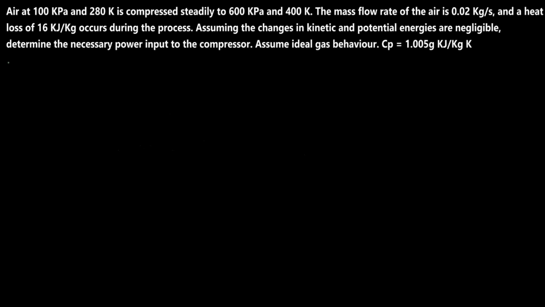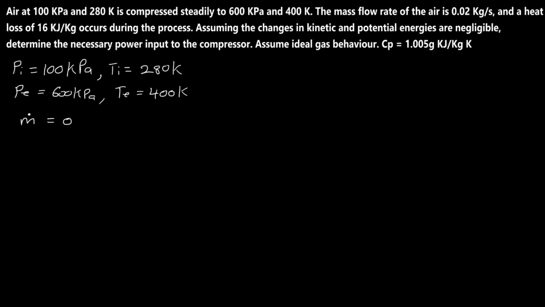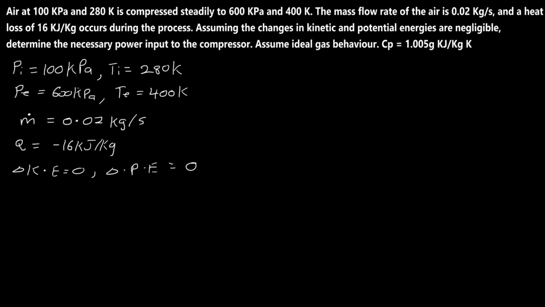So our inlet conditions: the pressure at the inlet is 100 kilopascals, temperature at the inlet is 280 Kelvin. For our exit conditions, exit pressure is 600 kilopascals and exit temperature is 400 Kelvin. The mass flow rate is given as 0.02 kg per second. And we'll write our heat flow as minus 16 kilojoules per kg. It's negative because this is heat loss, and according to our convention, heat moving from the system to the surroundings is negative. We've also been told that change in kinetic energy and change in potential energy is negligible.